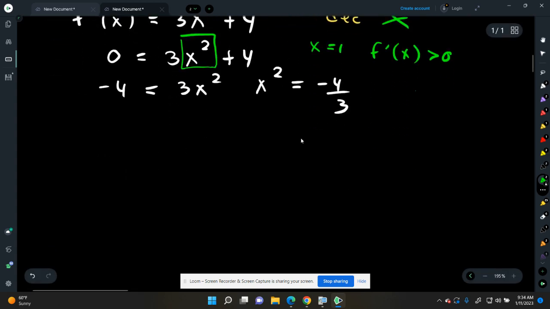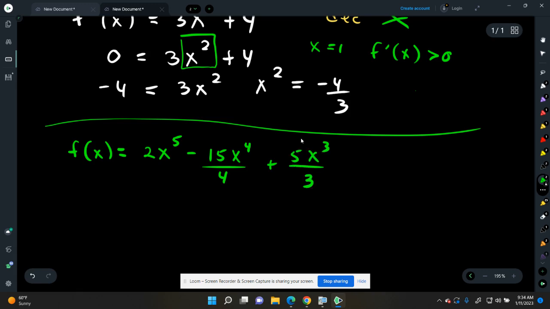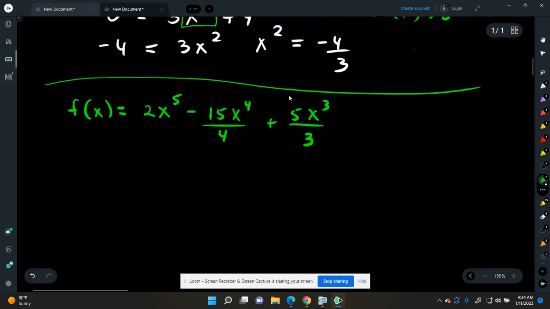Okay, number 3. How many of you had trouble with number 3? Okay. We've got f of x equals 2x to the 5th minus 15x to the 4th over 4 plus 5x to the 3rd over 3. Let's take the derivative first before we start messing with this.